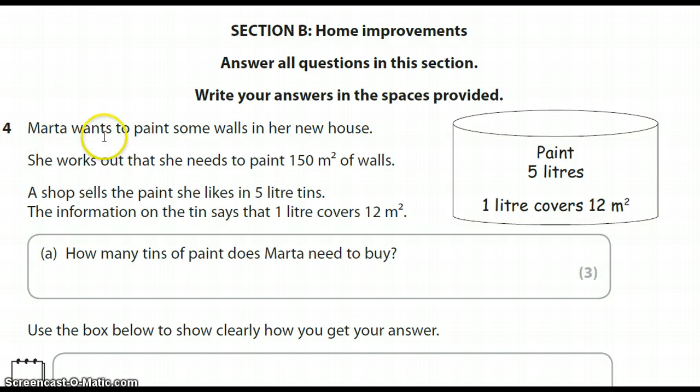Number 4. Marta wants to paint some walls in her new house. She works out that she needs to paint that area of walls. A shop sells the paint she likes in that size litre tins. The information on the tin says that that many litres covers that. How many tins of paint does Marta need to buy? Paint, litres, that number, litre, covers that amount. Use the box below to show clearly how you get your answer.